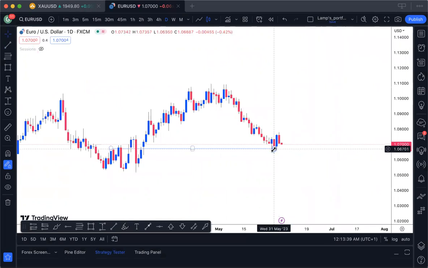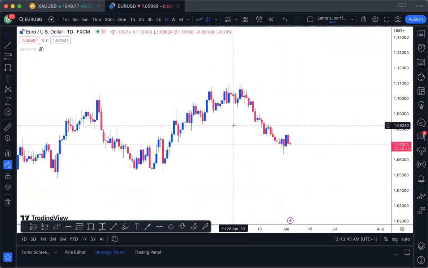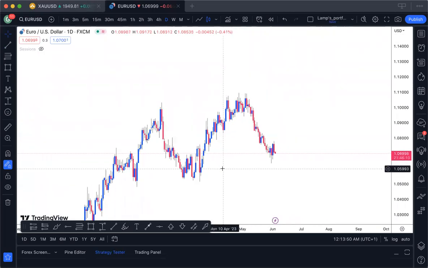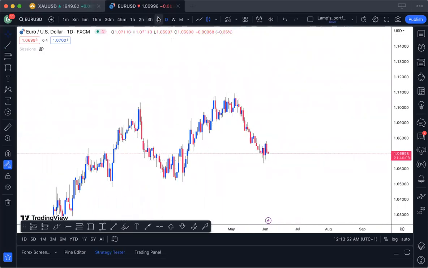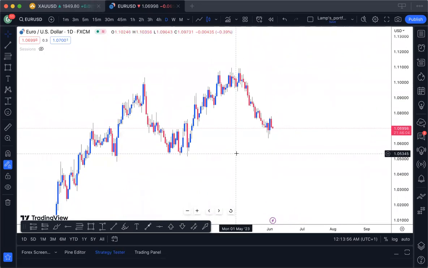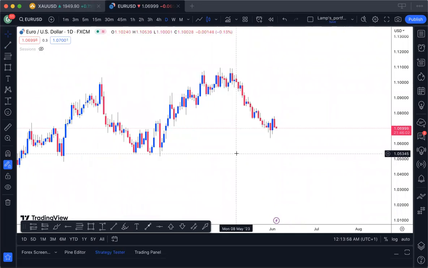EUR/USD, GBP/USD. It's choppy. So it's scalping, so you can't see a lot on the daily. You can't see a lot on the daily.